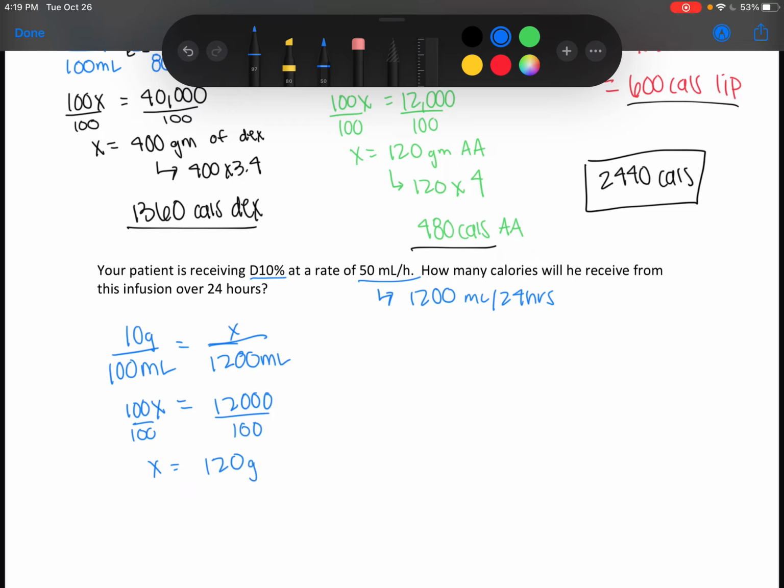And we know that dextrose is always 3.4. So we're going to multiply that by 3.4. And that gives us our calories, which is 120 times 3.4 equals 408 calories for the day. And so that's over 24 hours.